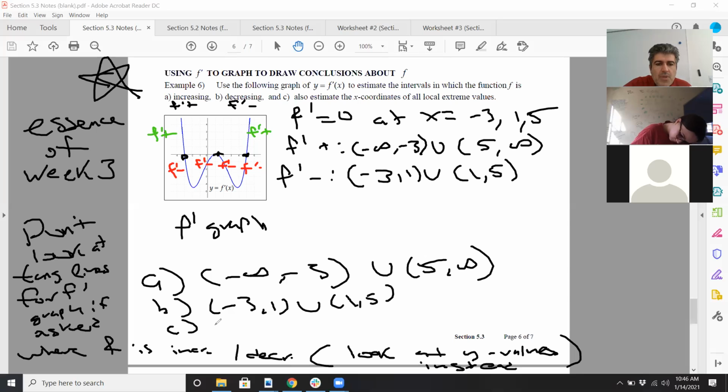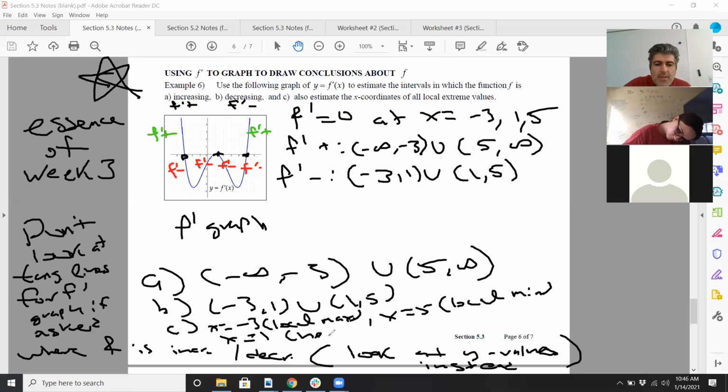So at x equals -3, that's a local max because you're going from positive to negative. At x equals 5, that's a local min. At x equals 1, it's neither min nor max because you don't see a sign change.